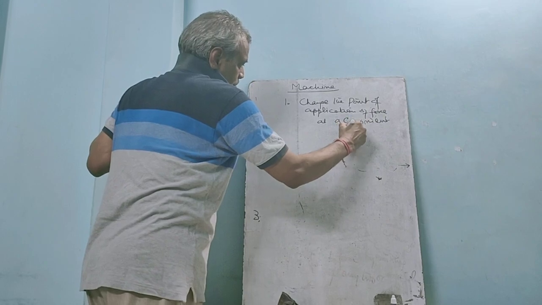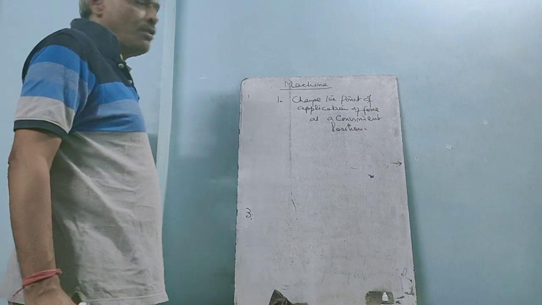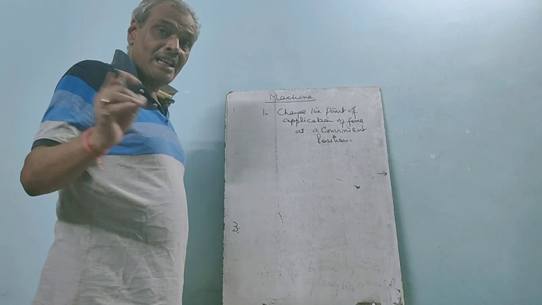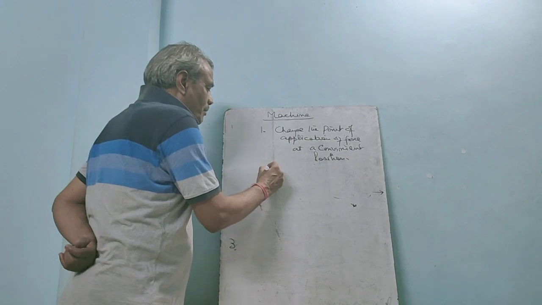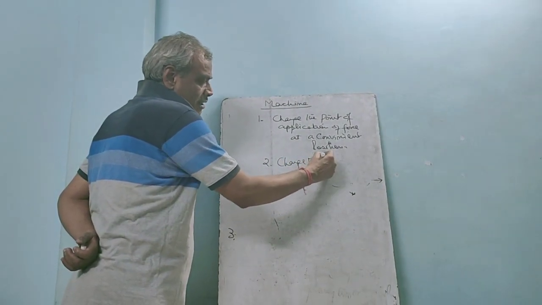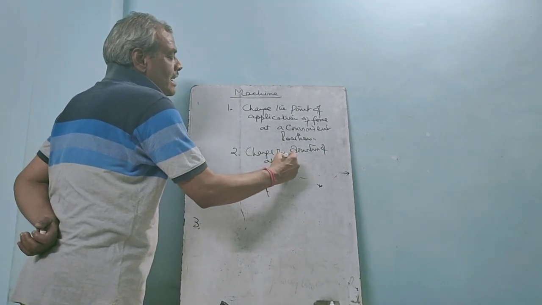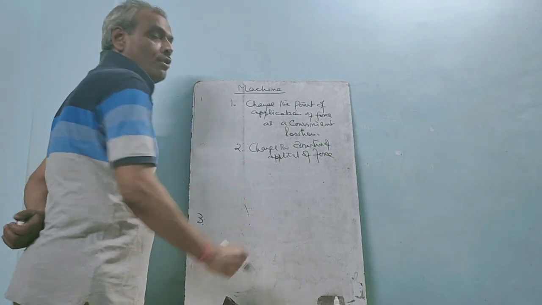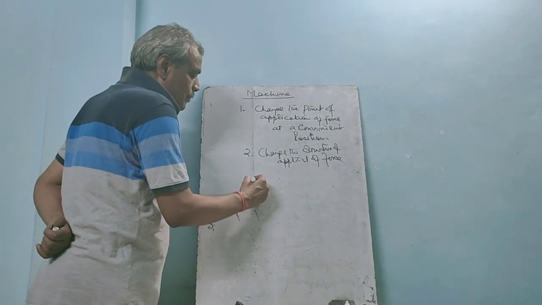A machine can change the point of application of force at a convenient position. Number two, a machine can change the direction of application of force.